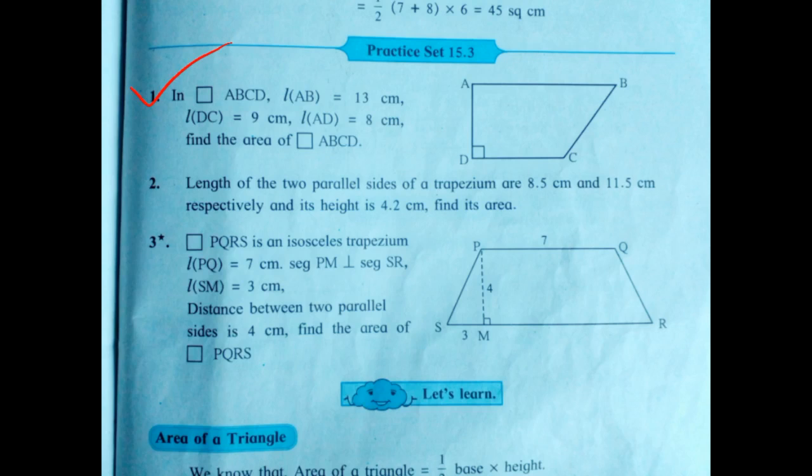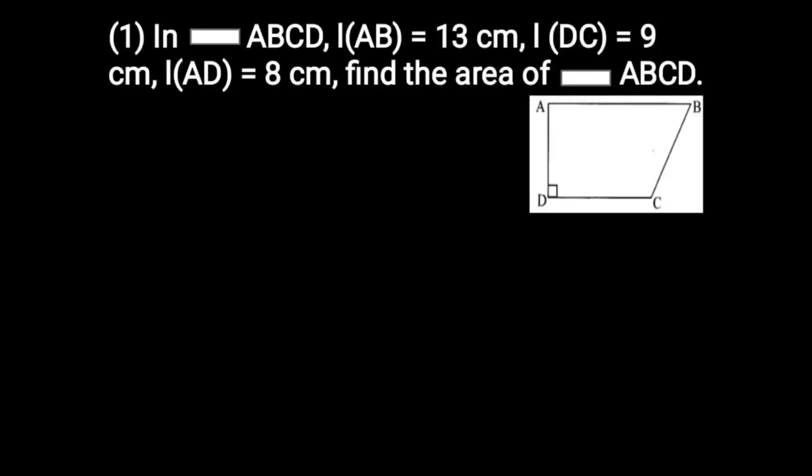The figure given is a trapezium. You have to use the formula of area of a trapezium if you are finding area of quadrilateral ABCD. Length of AB and length of DC are the two parallel sides of a trapezium. Length of AD is the height of a trapezium. First you have to write everything in the question, what was given.